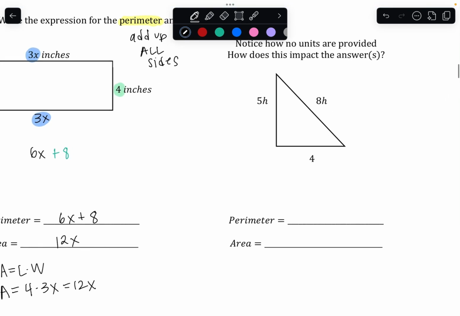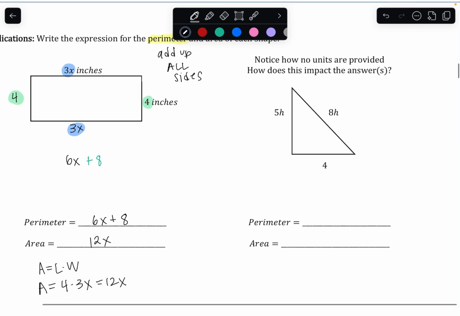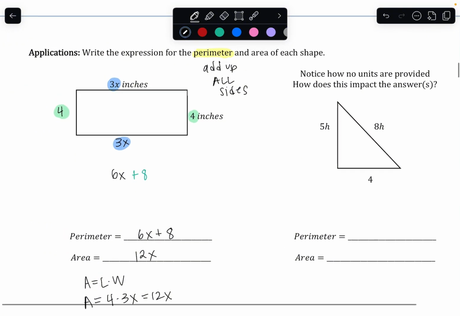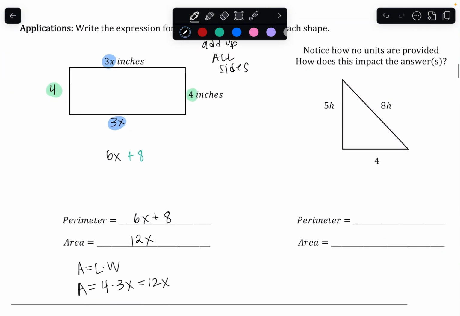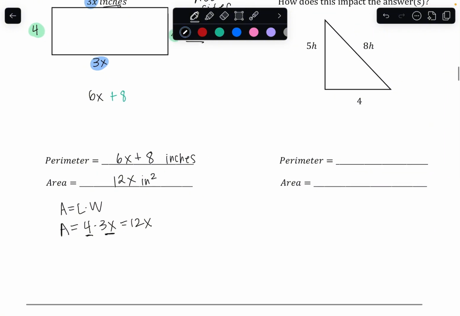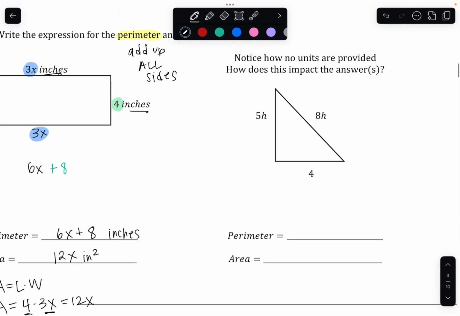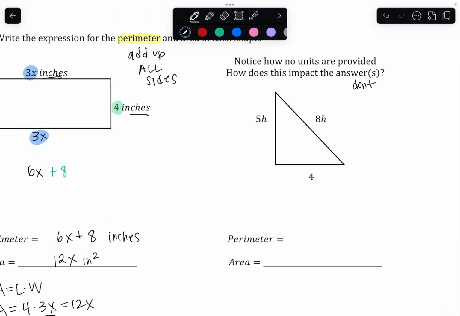Okay, last one. We're doing perimeter and area. And then because we had units in the first example, we need to include the units. Inches plus inches is still inches. Inches times inches is inches squared, or square inches. Area is square inches. Here we don't have units, and so we don't need to write units in our answer.